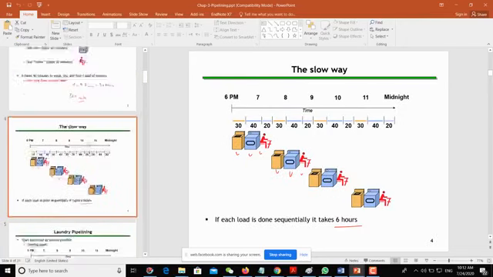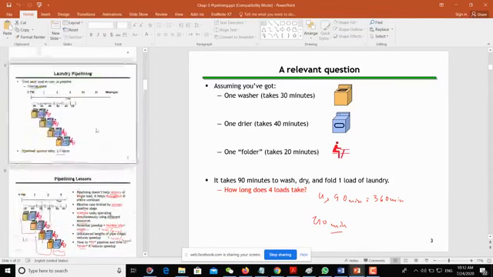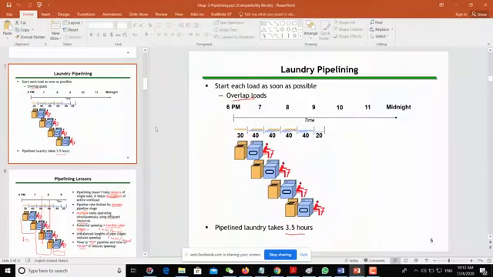Let's go a bit back. This was one washing, this is for washing, this is for drying, and this is for folding. Here, at the same time we are drying and also folding, and then washing, then drying, then folding. So we are utilizing the time perfectly. So start each load as soon as possible, overlap loads, and the loads are overlapping.